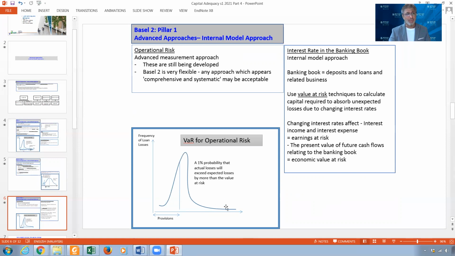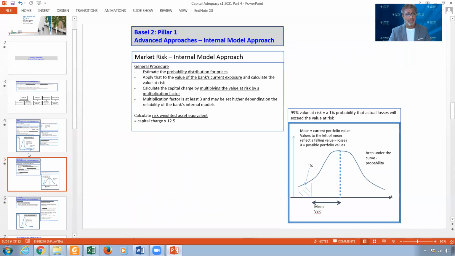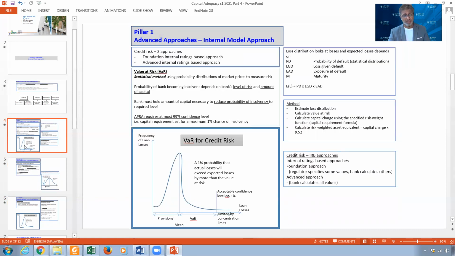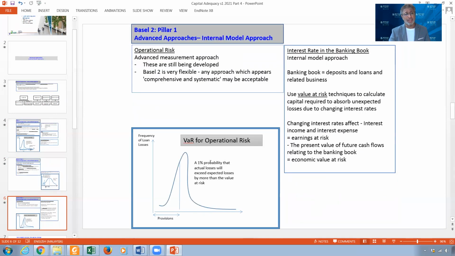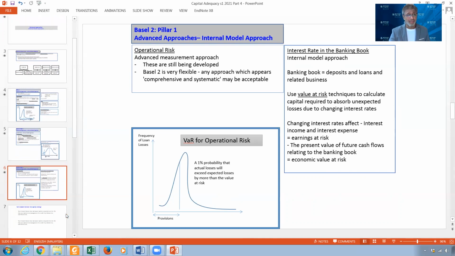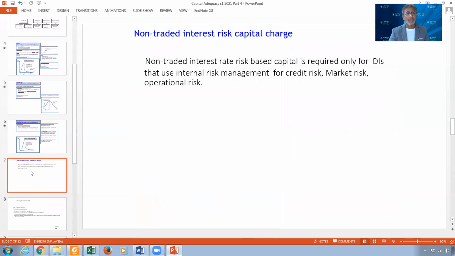So as you can see, whether you are talking about operational risk, credit risk, or market risk, all of those are actually calculating the value at risk, and the value at risk is actually the capital charge. You multiply it by 9.52, and then you get the risk-weighted assets. As you can see, all of this needs data and expertise, and big banks can do that.